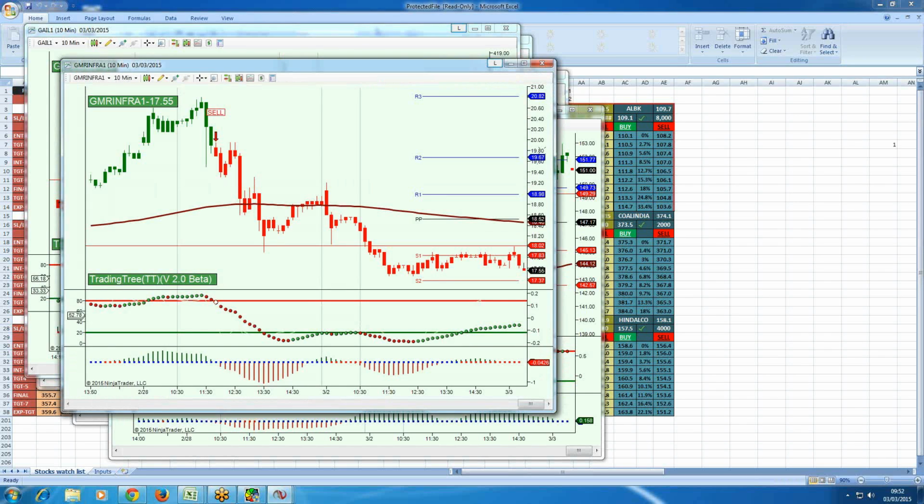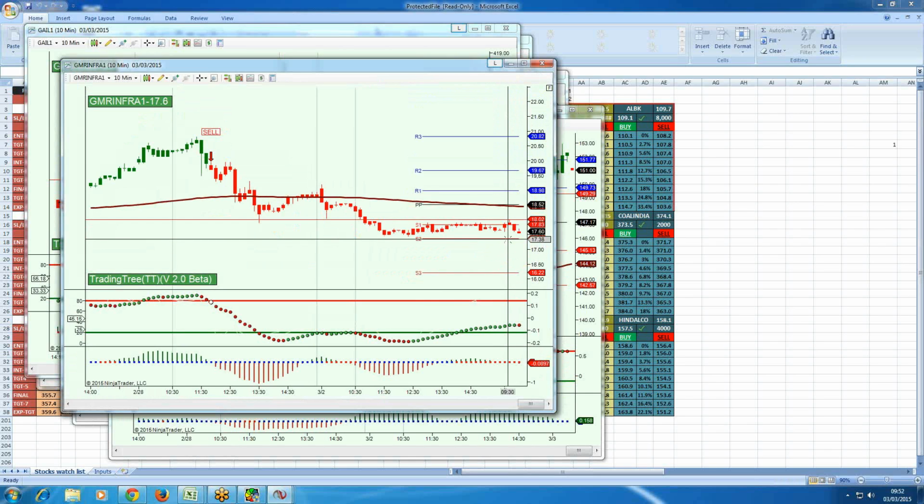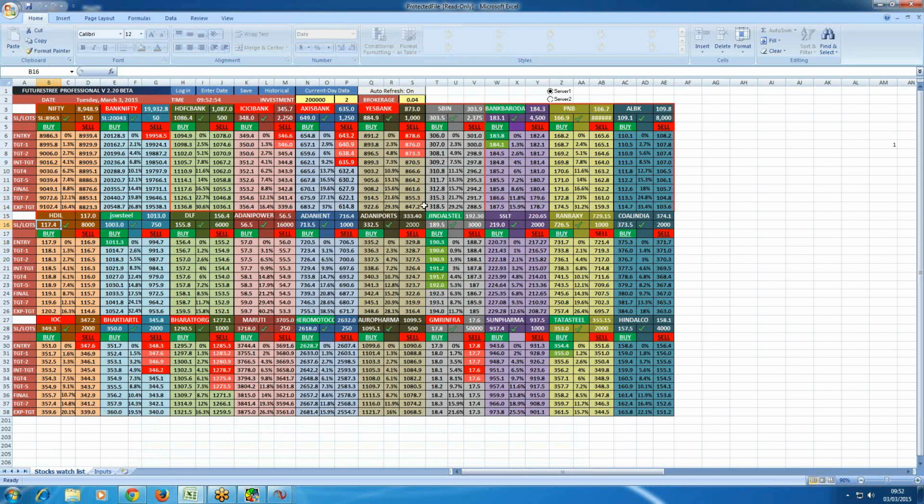So I just opened GMR. You can actually see that we have that sell call continuing. And the other advantage when you have Tradingtree is you'll be able to do both positional calls, and even intraday trades also. So if you're very particular about only intraday and only NSE, then I would suggest you go for Futurestree. And in case you are a full-time trader and you would like to check all the markets, then I would suggest going ahead with Tradingtree.